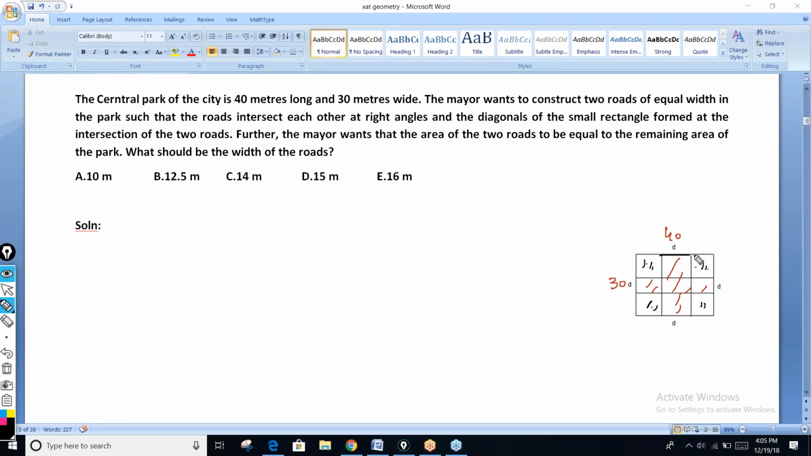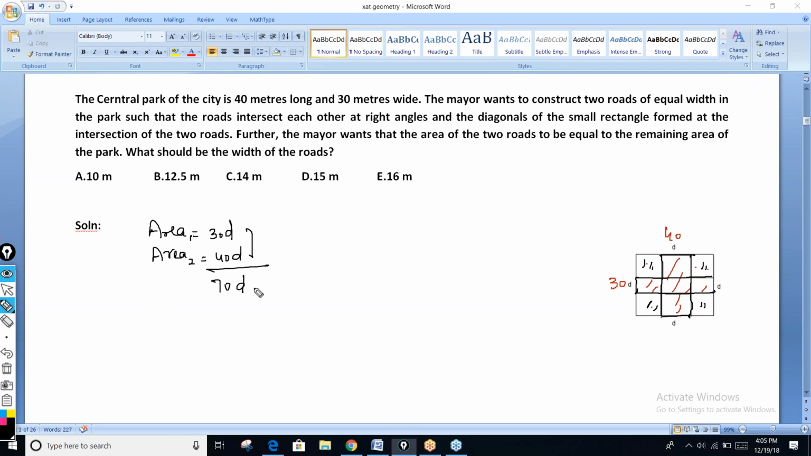So can you see this is D and this is 30. So what is the area of this road? That is a rectangle. D into 30, that is the area of one road, that is 30D. And what is the area of this road? That is D, but that is 40. So the area of this road is 40D. So area 1 I'm naming it, and area 2 is 40D. So can I say it is 70D?